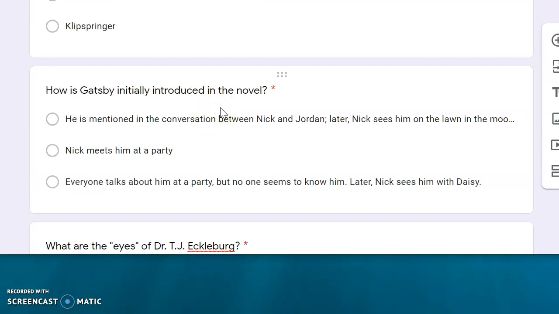How is Gatsby initially introduced in the novel? He is mentioned in the conversation between Nick and Jordan. Later, Nick sees him on the lawn in the moonlight. Nick meets him at a party. Everyone talks about him at a party, but no one sees him. Nick later sees him with Daisy.